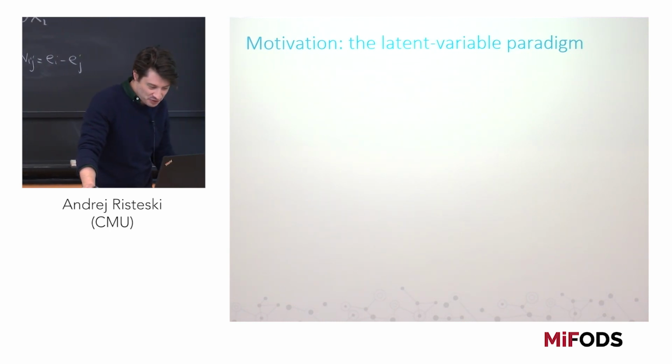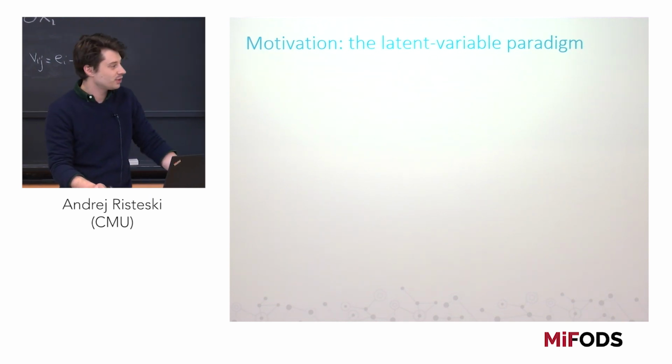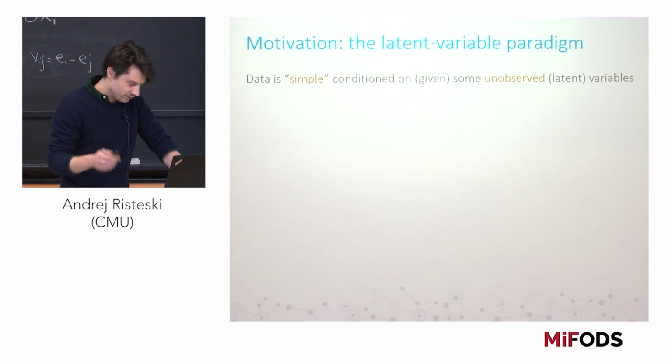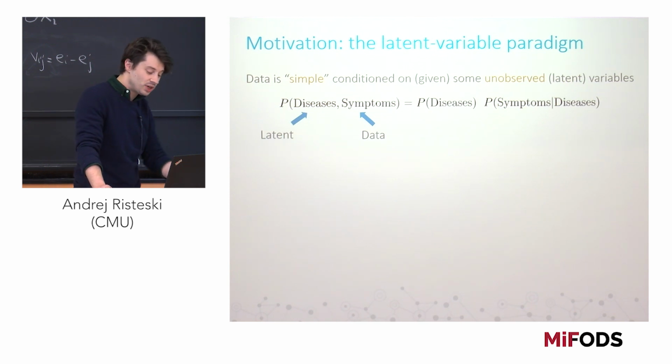All right. So to make the motivation a little bit more concrete, one very popular paradigm in unsupervised learning is what's called the latent-variable paradigm. These are instances where you postulate that your data is simple if you condition on some variables that you don't observe, or latent variables. In the examples on the previous picture, maybe I want to model a joint distribution of symptoms and diseases. And of course, the latent thing here would be the diseases, and the observables would be the symptoms.